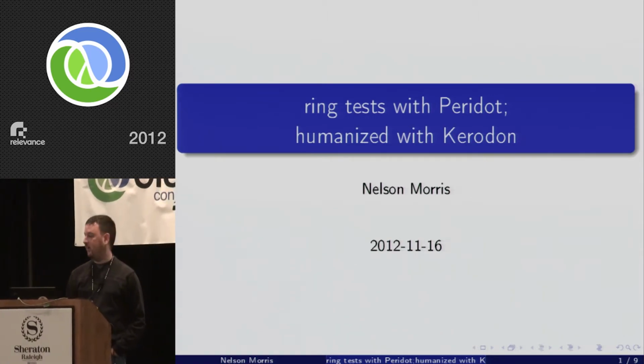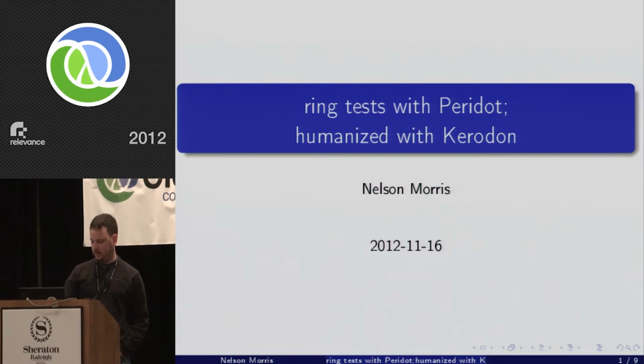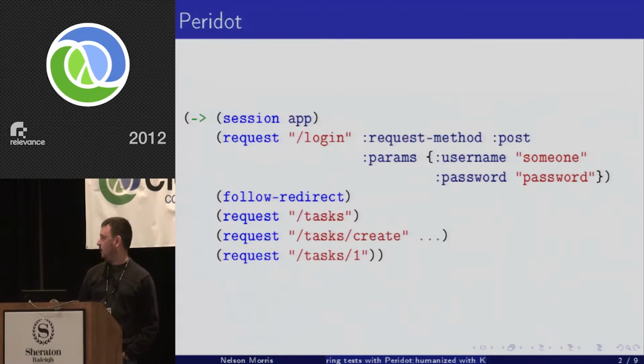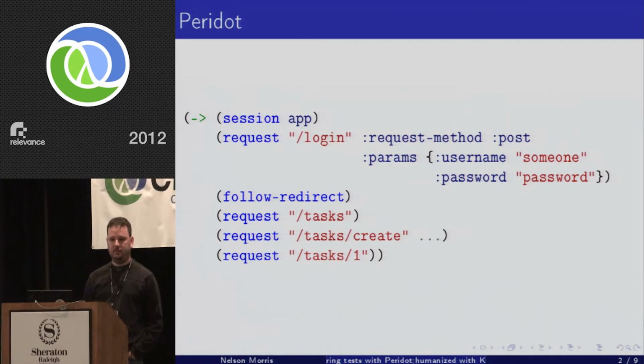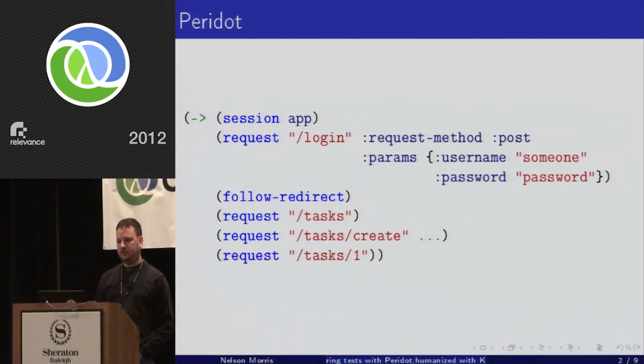Towards this end, I've built a couple of libraries for doing Ring interaction and testing. The first one I want to talk about is called Peridot. It is basically a port of rack-test, if you're familiar with that from the Ruby community. It uses the thread-first macro to simulate an imperative interaction.